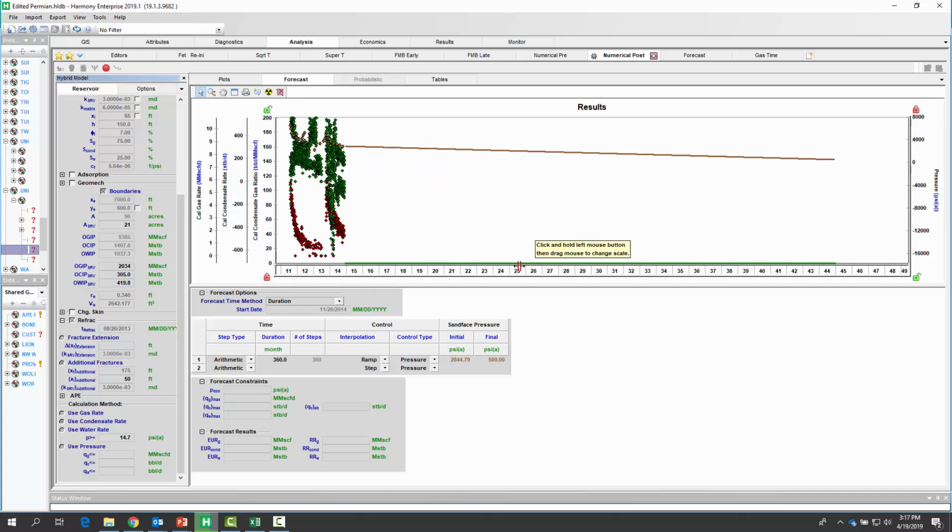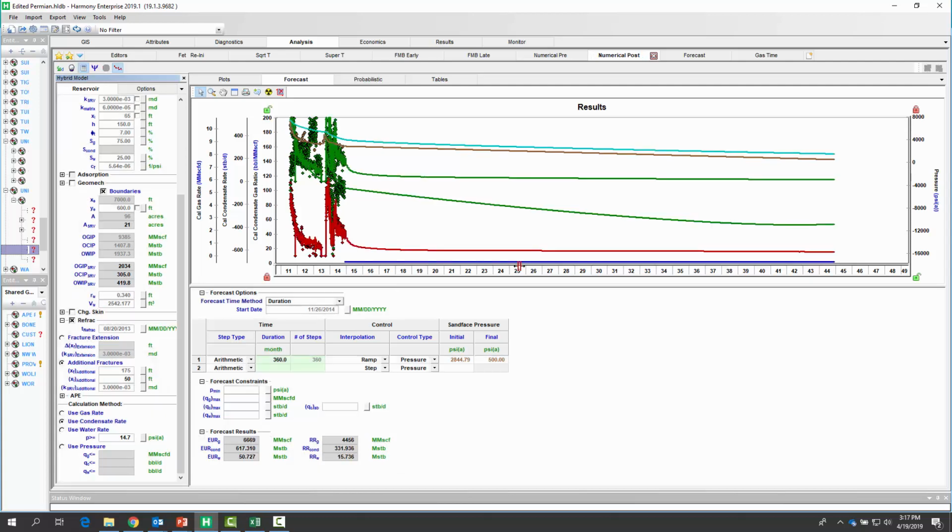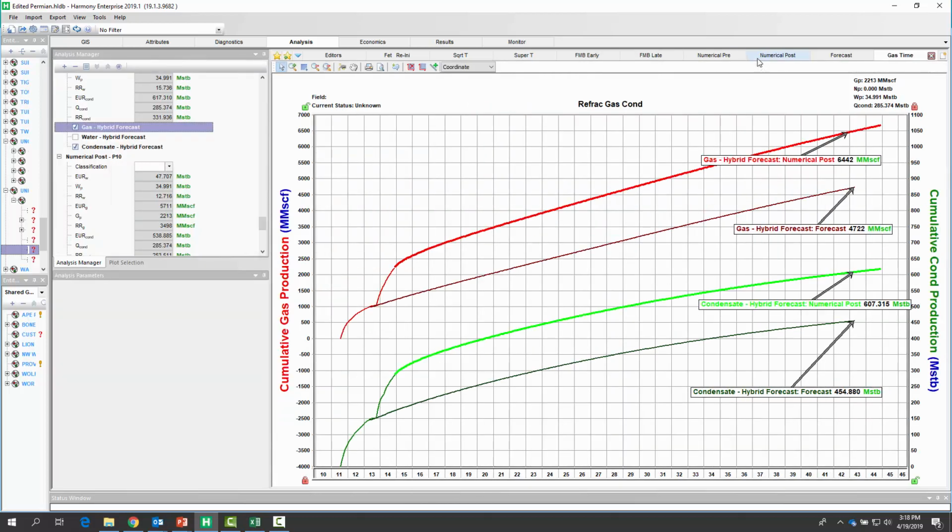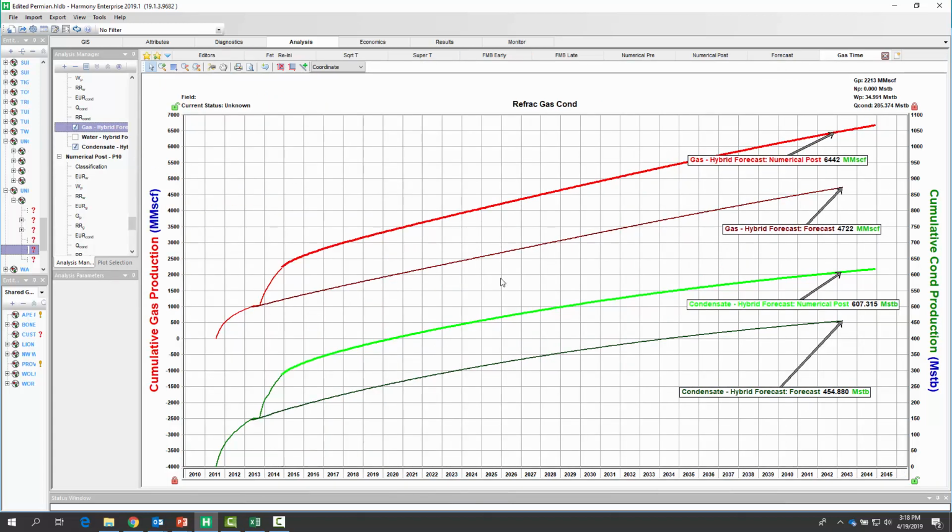Again, this is fully multi-phase numerical. Okay, and we're done. If we compare these different forecasts, we basically have a before and after of what this well would have produced without refracking or with the refract. On our condensate cumulative versus time plot, we're going to get about 150,000 incremental barrels of condensate, and for gas, we're going to get just about 2 BCF extra from this refract.